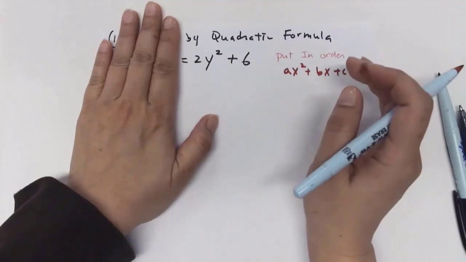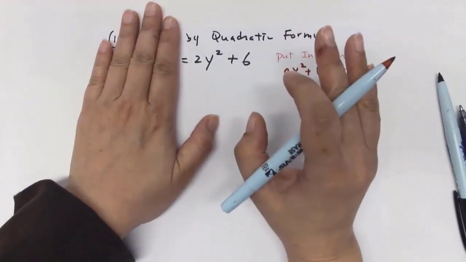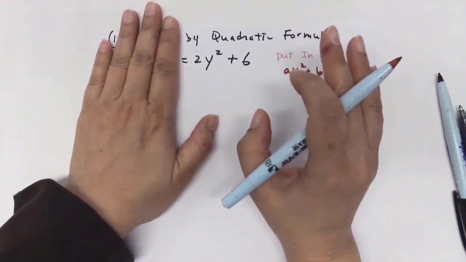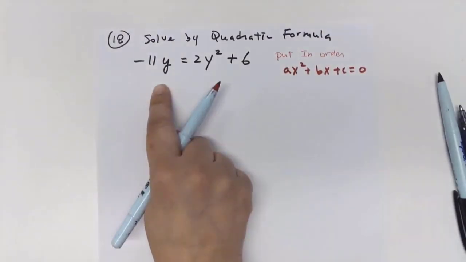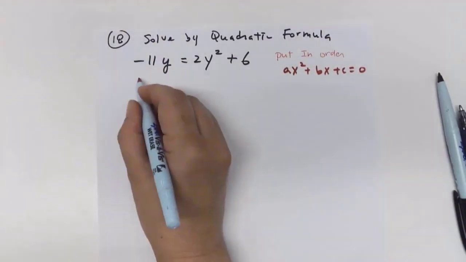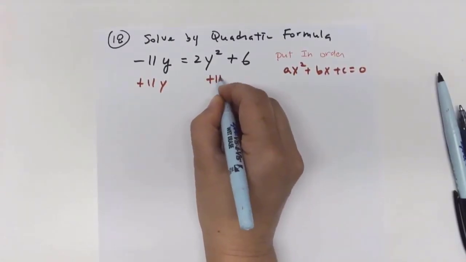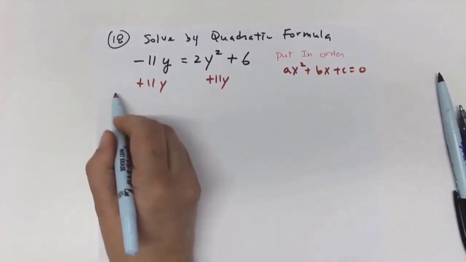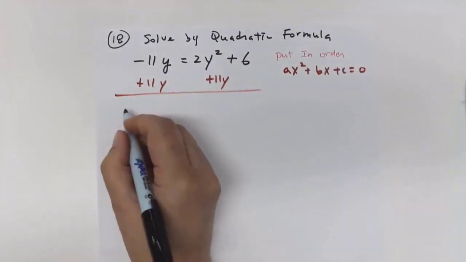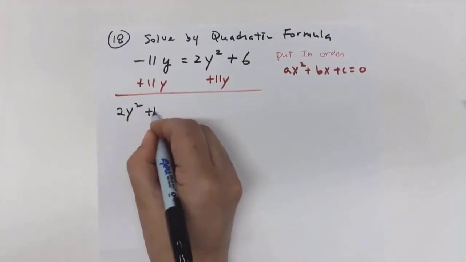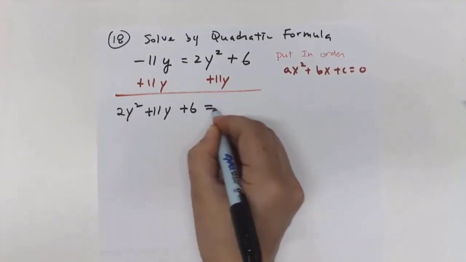They're not on the same side. You cannot pick out the A, B, and C yet. And that's the mistake that most people make. Okay, how do you move that? Add 11y. Okay, Aiden, where do I put it? In the middle, thank you. So this is your B, actually. So this is going to be 2y squared plus 11y plus 6 equal to 0.